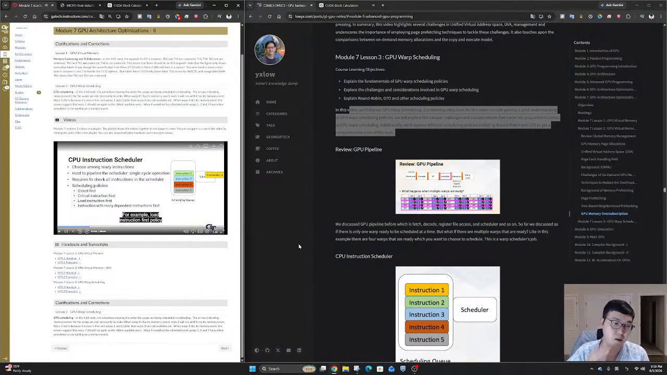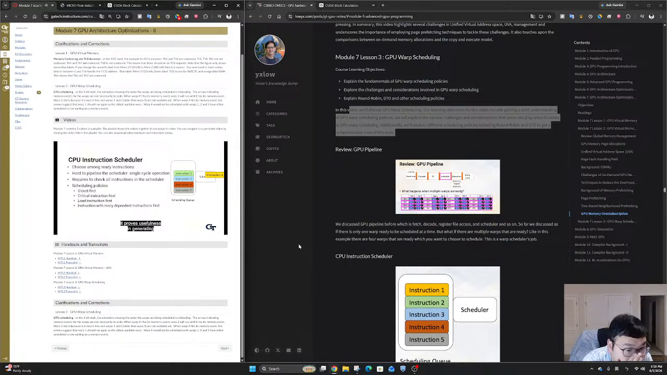The load instruction first policy proves useful in generating memory requests as soon as the load address becomes ready. Additionally, prioritizing instructions with many dependent instructions can lead to other dependent instructions becoming ready sooner.